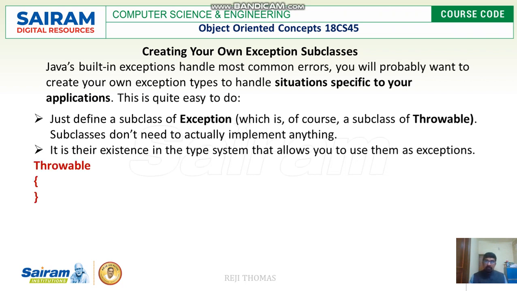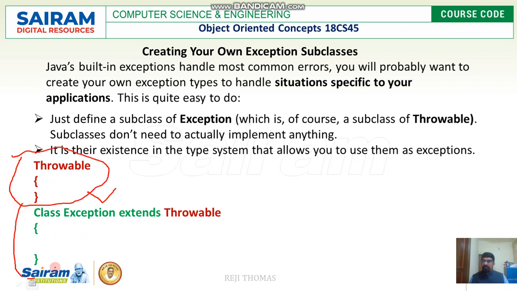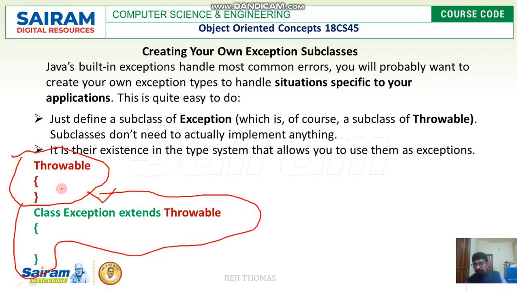So let us see how we can do it. Throwable is the superclass, and we are going to extend Throwable in my class. I have created Exception, and the Exception class is also already defined. I need not create this. These two are already there in Java packages. We are not creating them. This is what actually happens. The superclass is Throwable, and Exception is the subclass of the Throwable class.